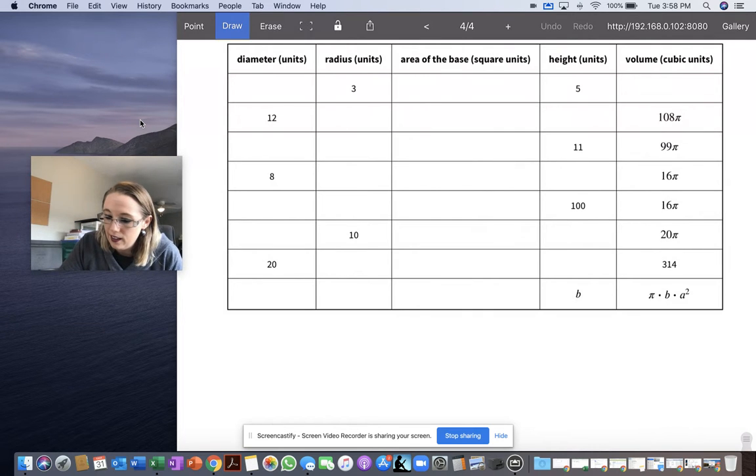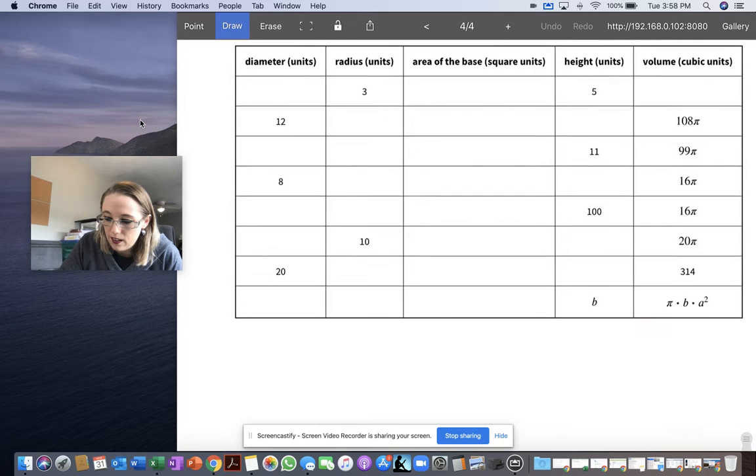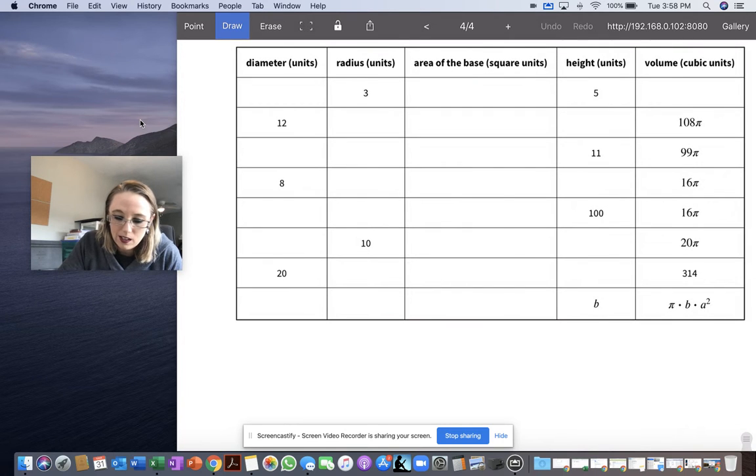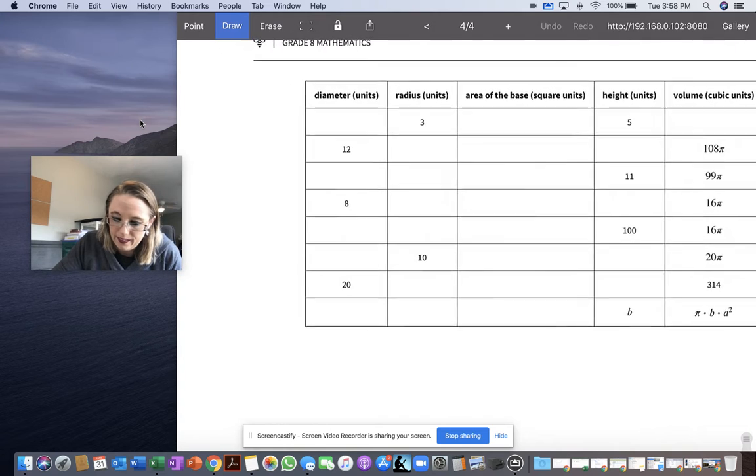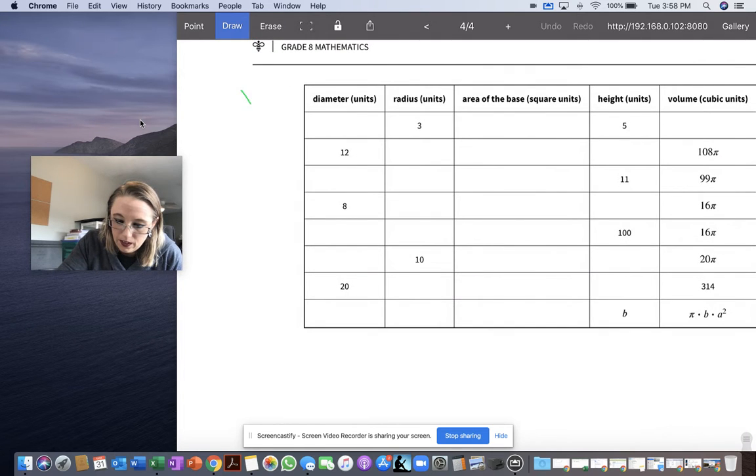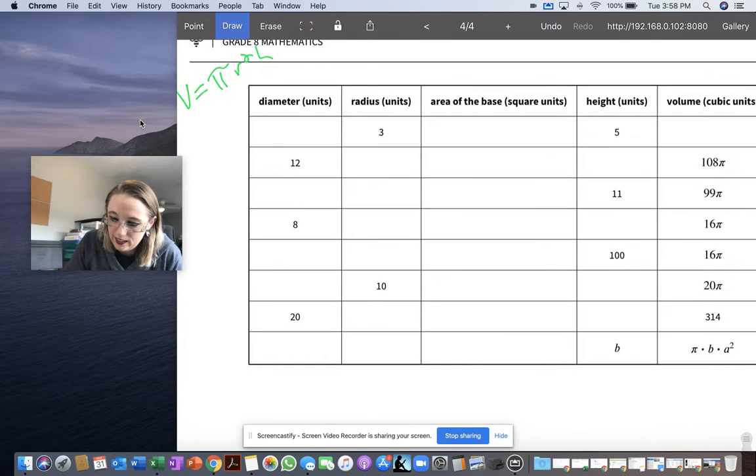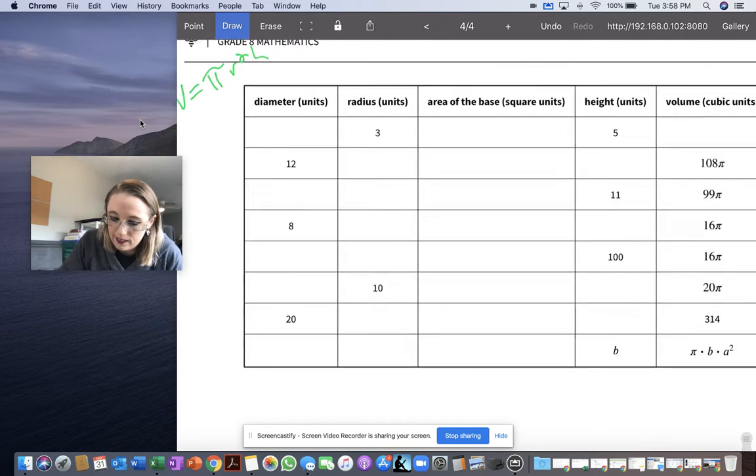Remember again that our volume equation is volume equals pi r squared h. Okay. And still keep this on here.